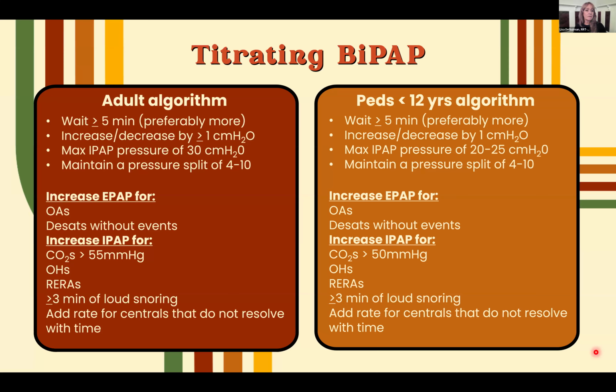The high pressures, again, for adults, are a little bit higher than the peds population, and you want to maintain a 4 to 10 split in your BiPAP. So 8/4 is typically what we start at, unless it's a very large adult sized patient in the pediatric lab. We want to keep our CO2s under control and increase for CO2s. We're going to increase for our events.